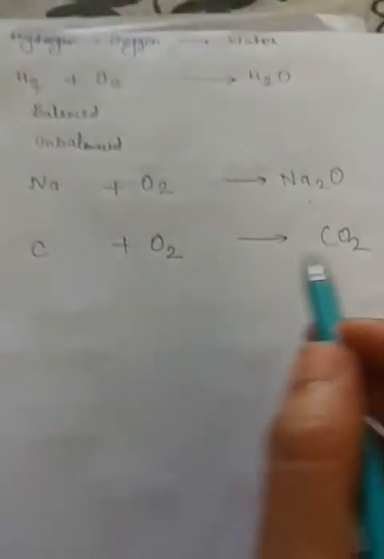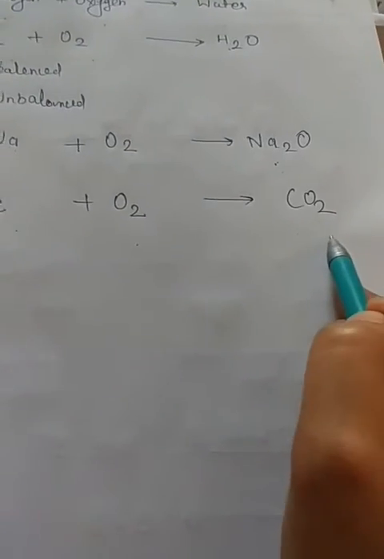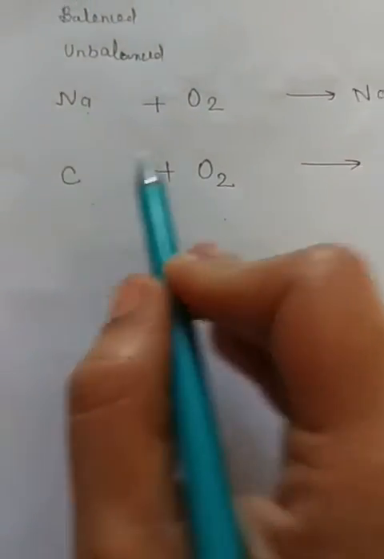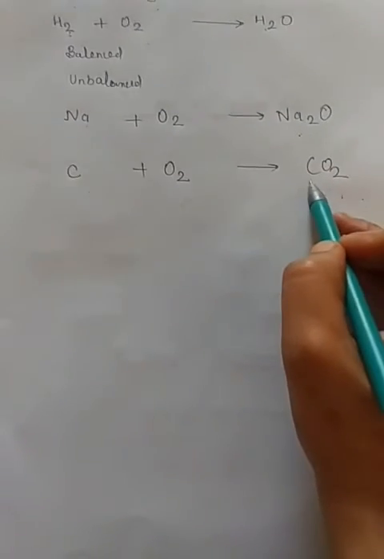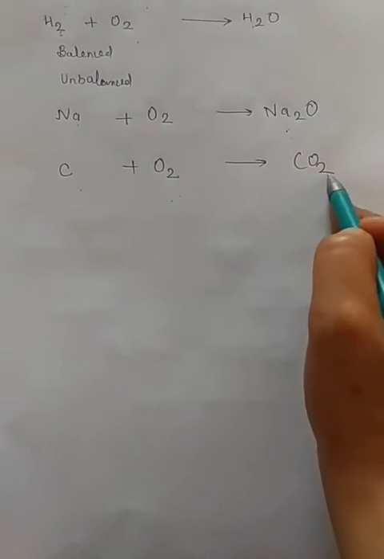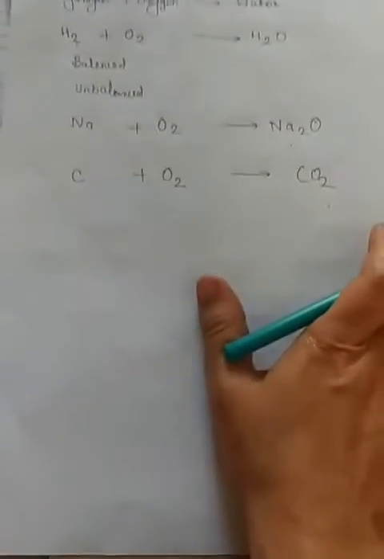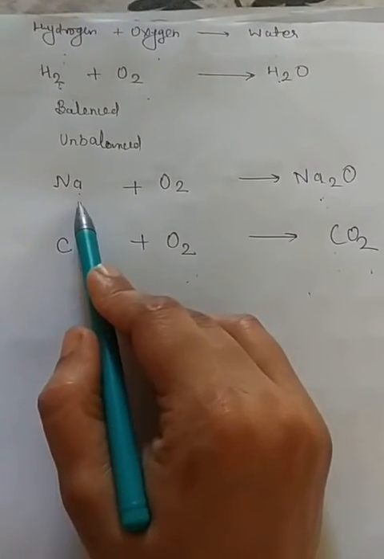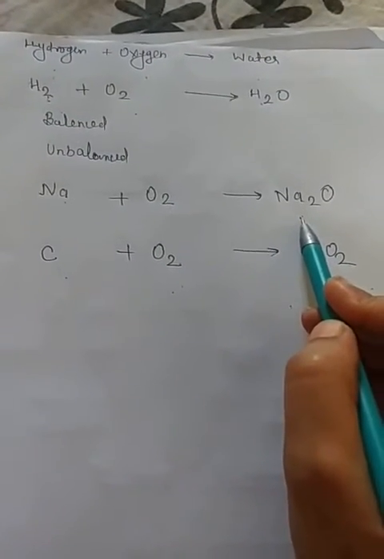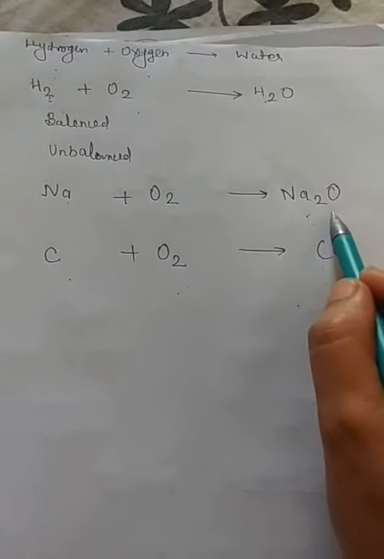In the next example, when carbon reacts with oxygen, it forms carbon dioxide, and the formula of carbon dioxide is CO2. Here you can see 1 atom of carbon and 2 atoms of oxygen, and on the right hand side also 1 atom of carbon and 2 atoms of oxygen. So the equation is balanced. We don't need to balance it. But in the previous equation, you saw 1 atom of sodium on the left hand side and 2 atoms of sodium on the right. Here 2 atoms of oxygen and on this side only 1 atom of oxygen. So we need to balance it.